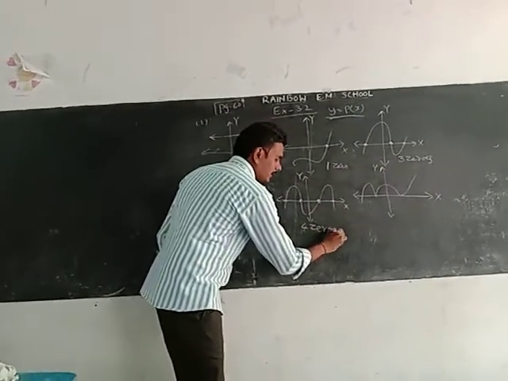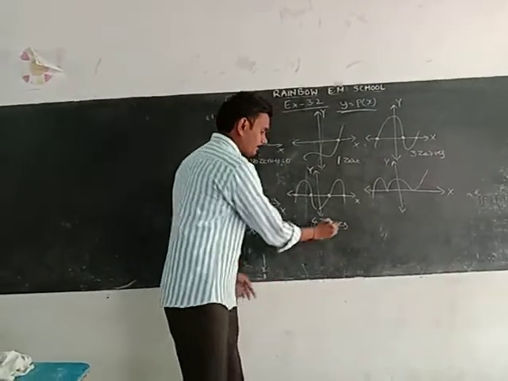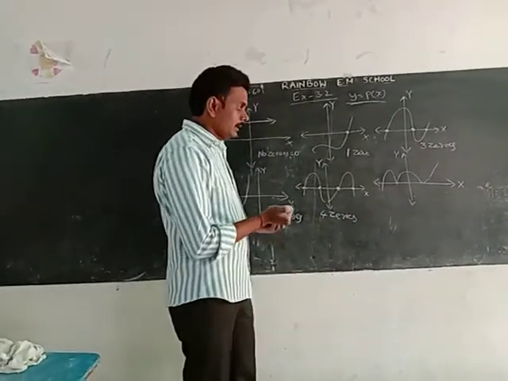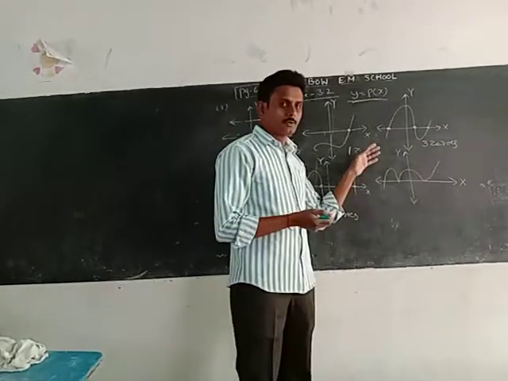How many zeros are there? 4 zeros are there. 4 zeros are possible. Similarly, for the sixth graph also we have to consider it like that only.